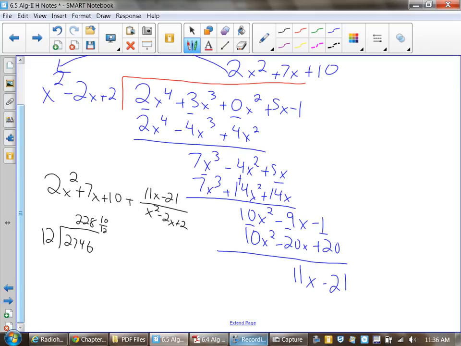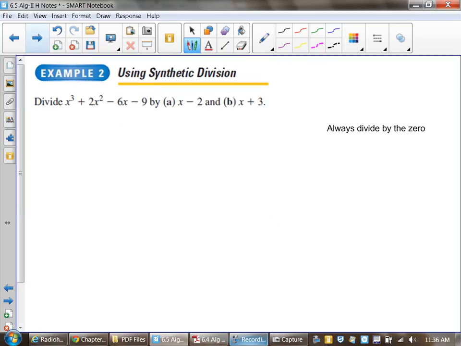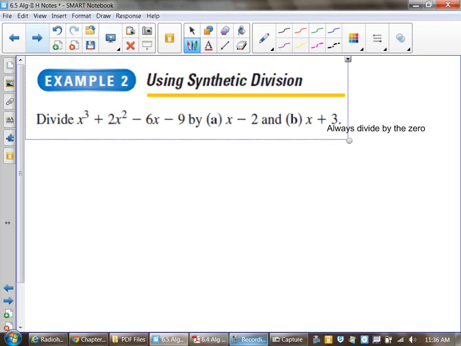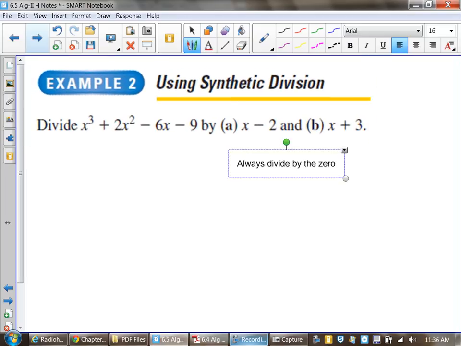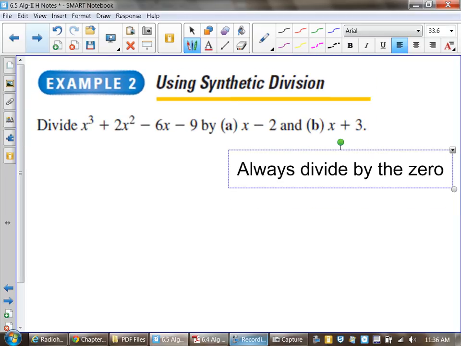Synthetic division is a lot easier, but sometimes you're not going to be dividing out by trinomials. With synthetic division, you're dividing out by zeros, or just binomials. So let me show you this. Once again, let's revisit synthetic division, and I have one big important note here.